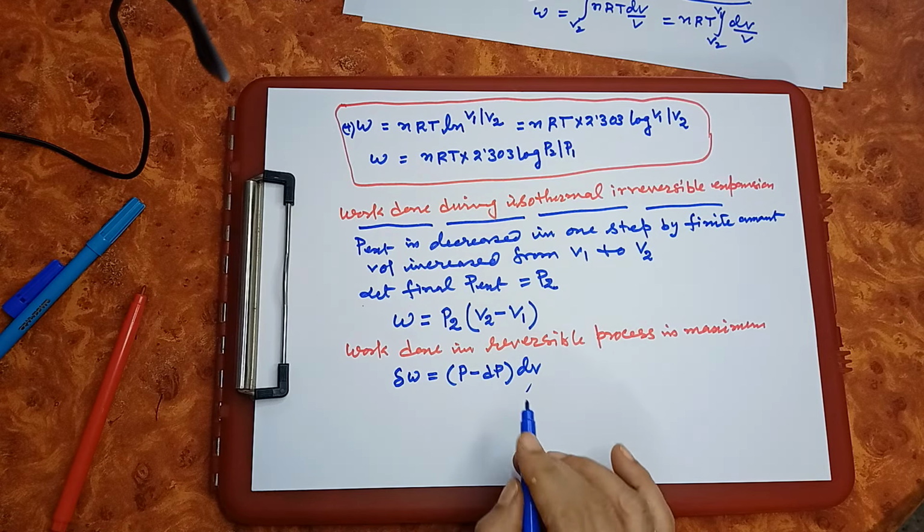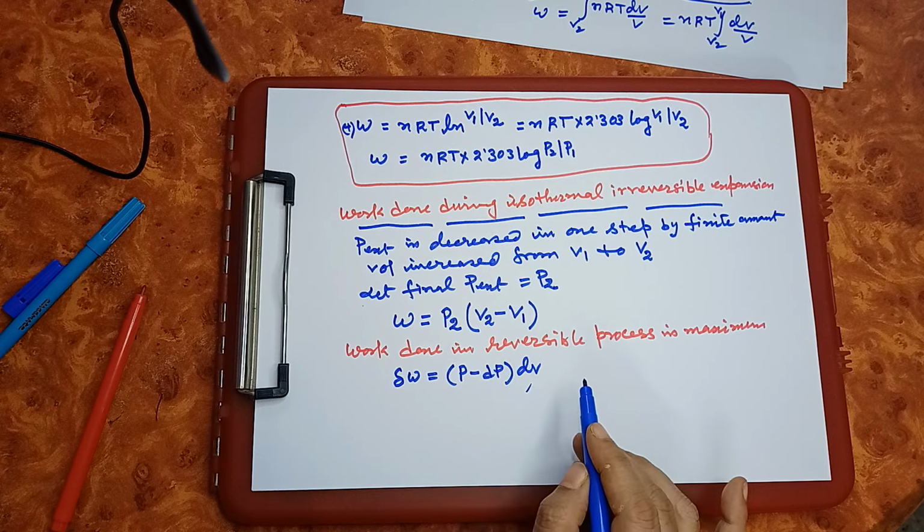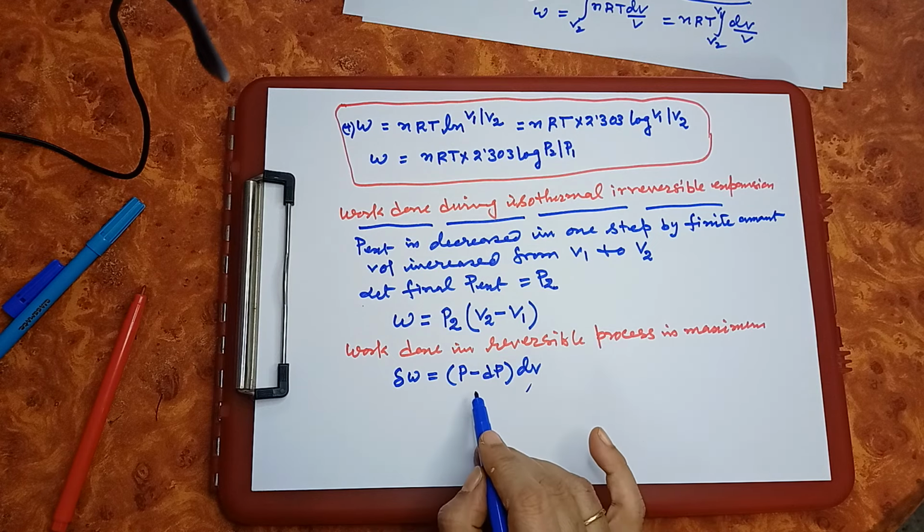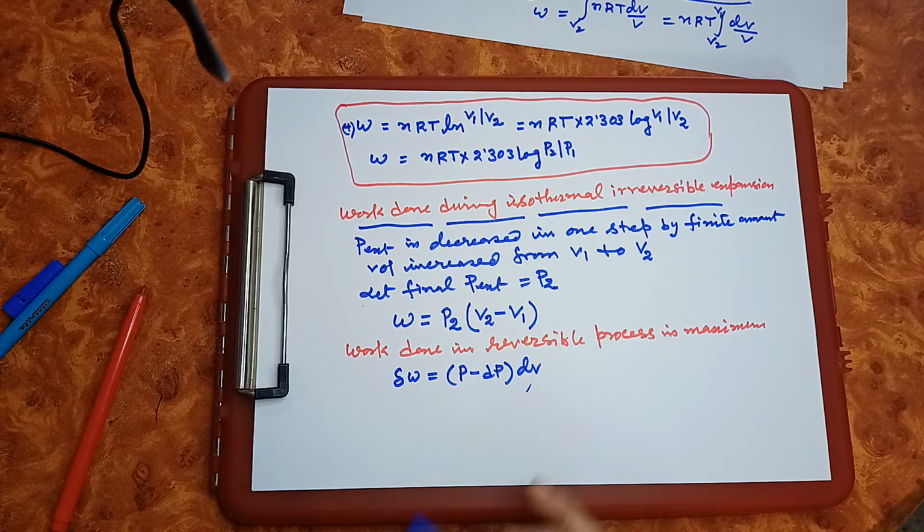So in a reversible process, work done is maximum. In an irreversible process, what happened? Suddenly the external pressure is decreased by a large amount, so P will be less. If the pressure is less, then the gas is working against less external pressure. This part is less, so work done will be less. So work done in a reversible process is maximum. Hope you have understood.